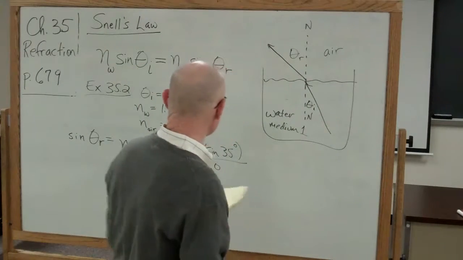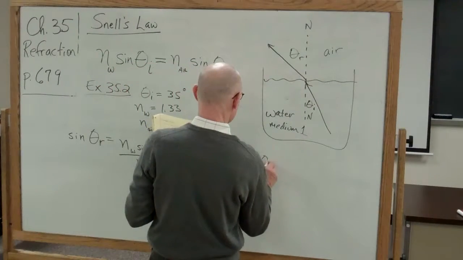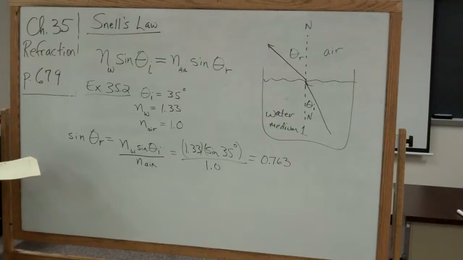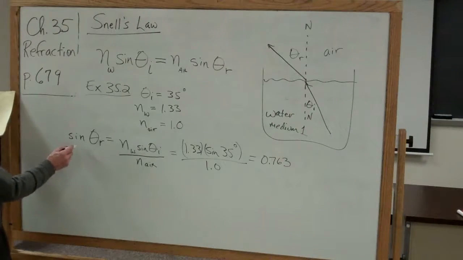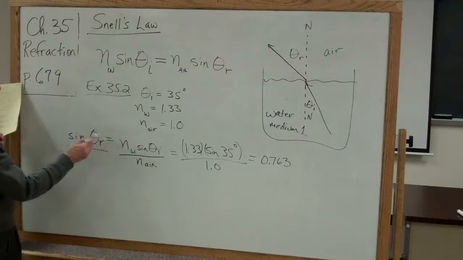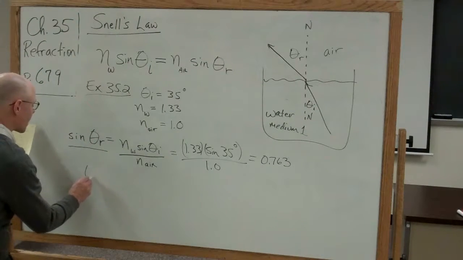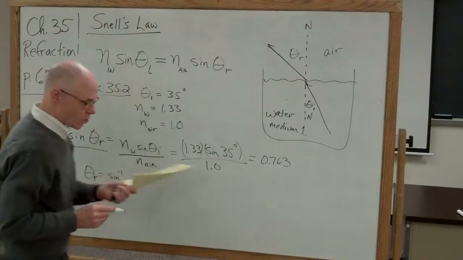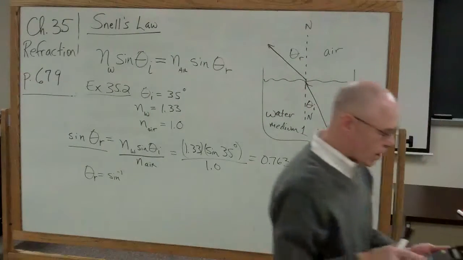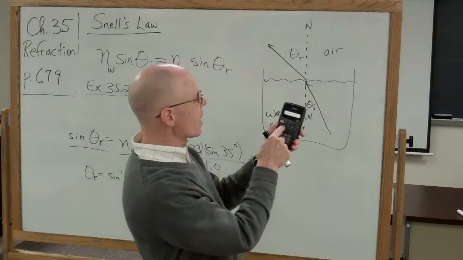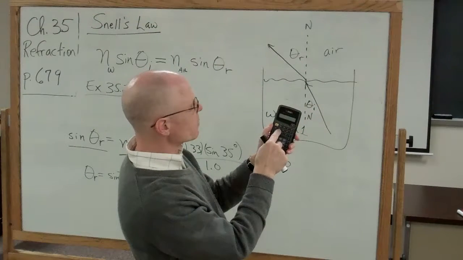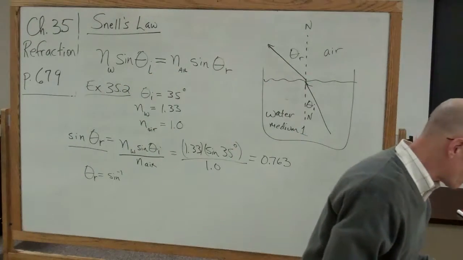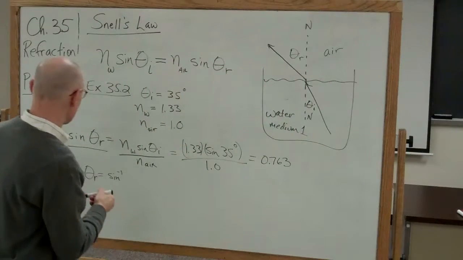So if you plug that into your calculator, that ends up being 0.763. However, that's not the answer. We just solved for the sine value of the angle of refraction. So in order to get the angle of refraction, you need to use the inverse sine. On your calculator, all models should be like this: I have the sine button here, and the shift function just above it is sine to the -1. That would be your inverse. So you have to use the inverse sine function.